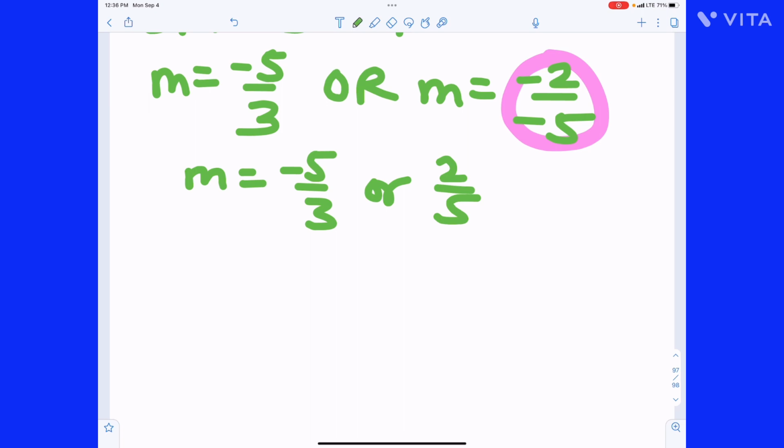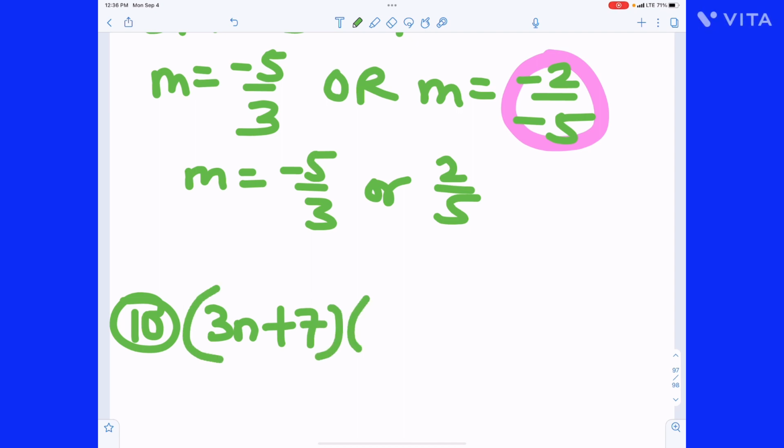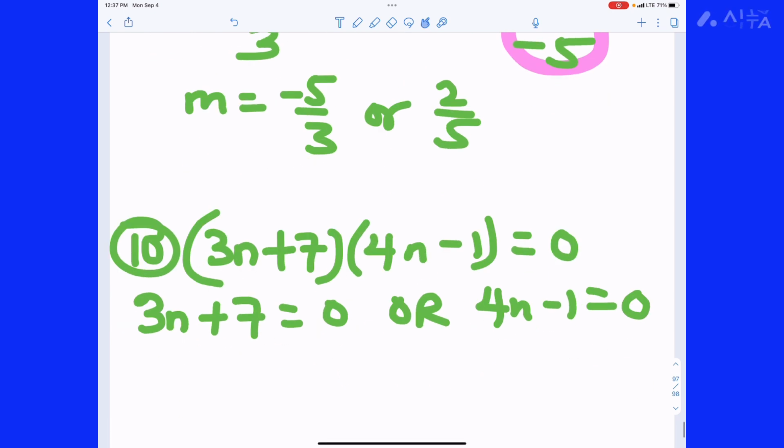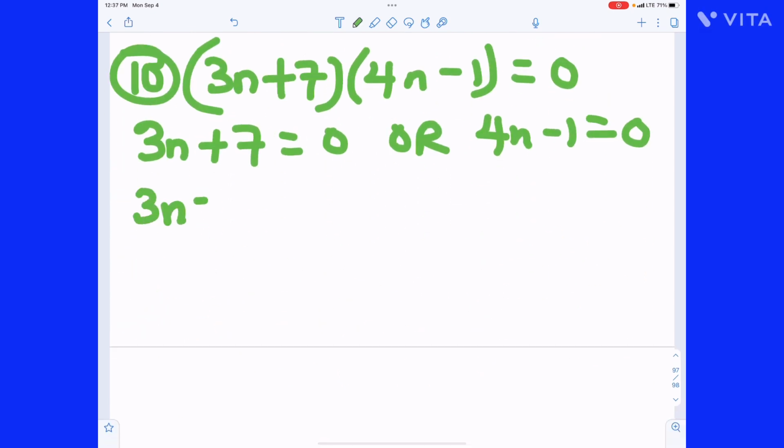Number 10. 3n plus 7, 4n minus 1. That means 3n plus 7 is 0, or 4n minus 1 is 0. Okay. That gives you what? 3n is 0 minus 7. Let me not write that step. You understand? To take this plus 7 to the right, it will become 0 minus 7, and that gives you minus 7. Exactly. Yes. Or 4n is what? 0 plus 1. Are you getting it?